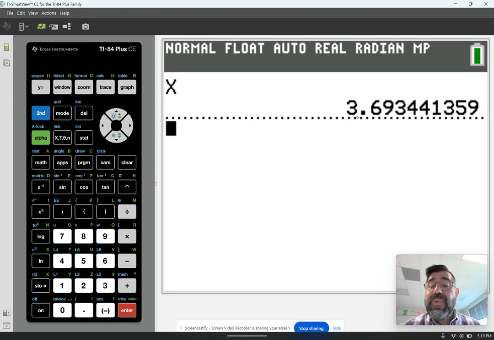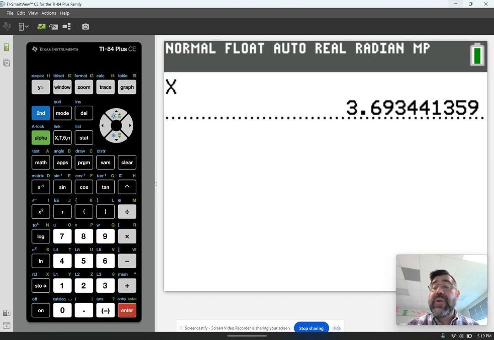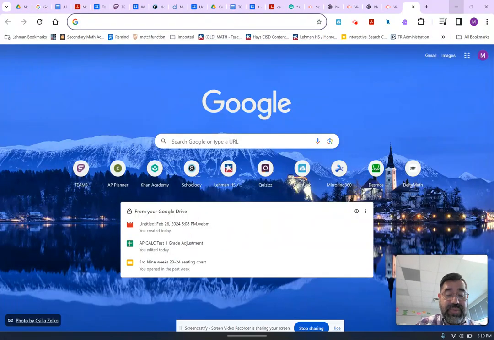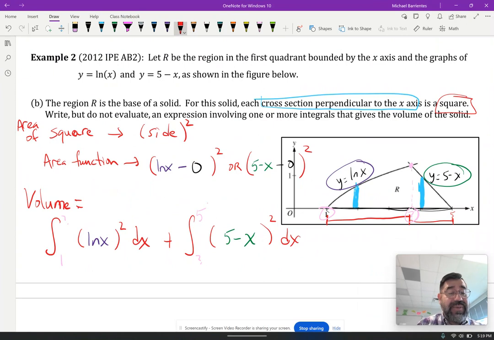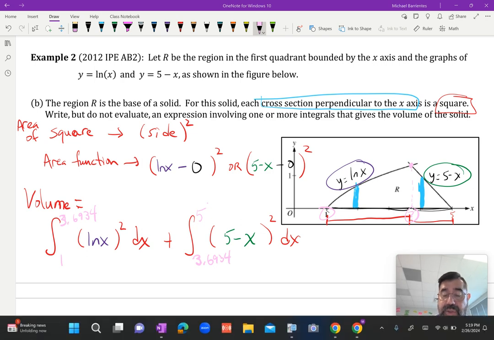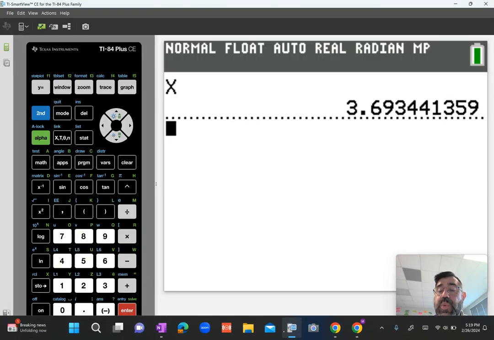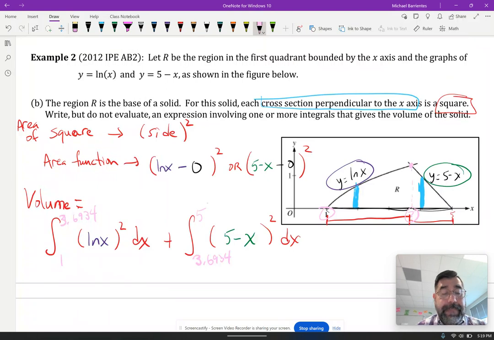So I'm going to say 3.6934. I got too excited. So this is 3.6934. Is that what it was? Yeah. This is what we're looking for.